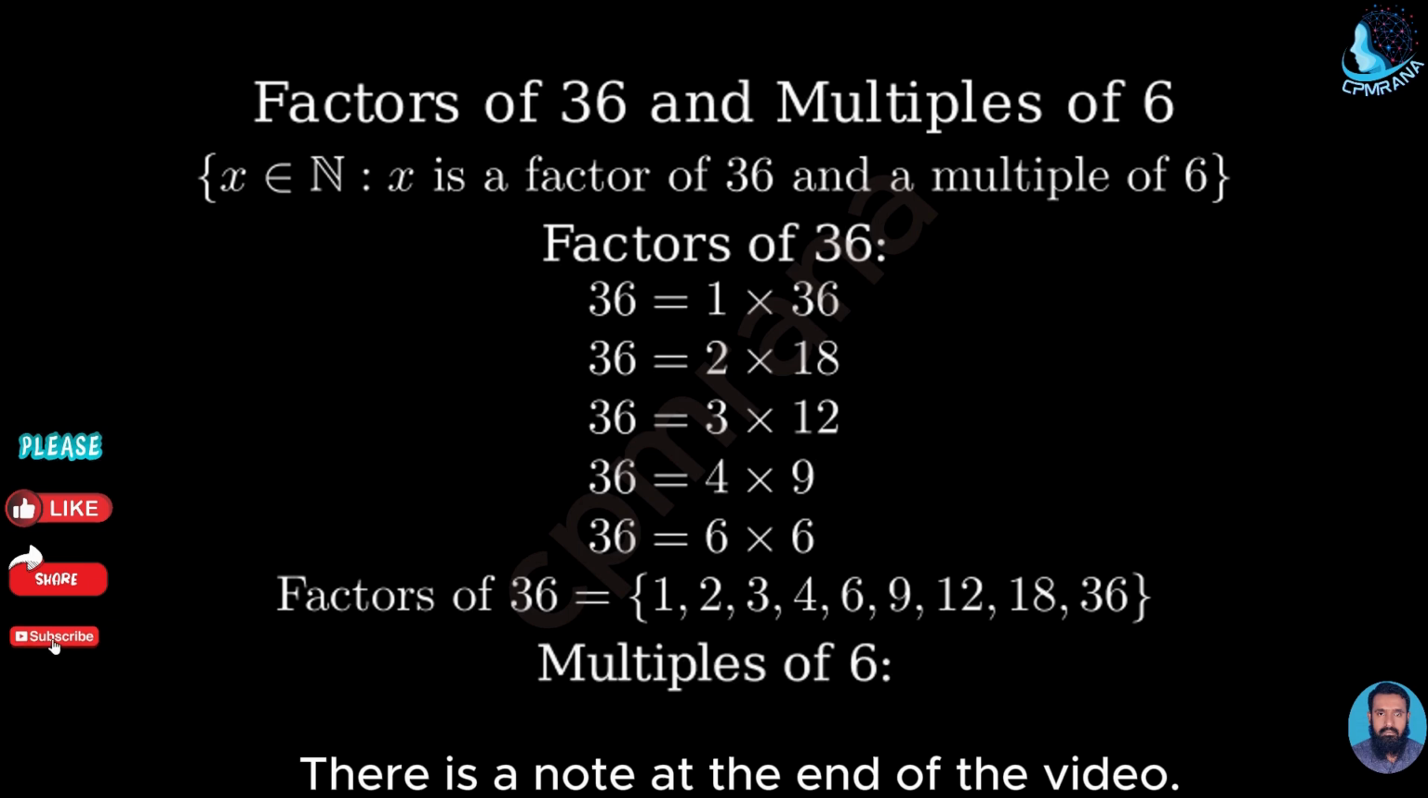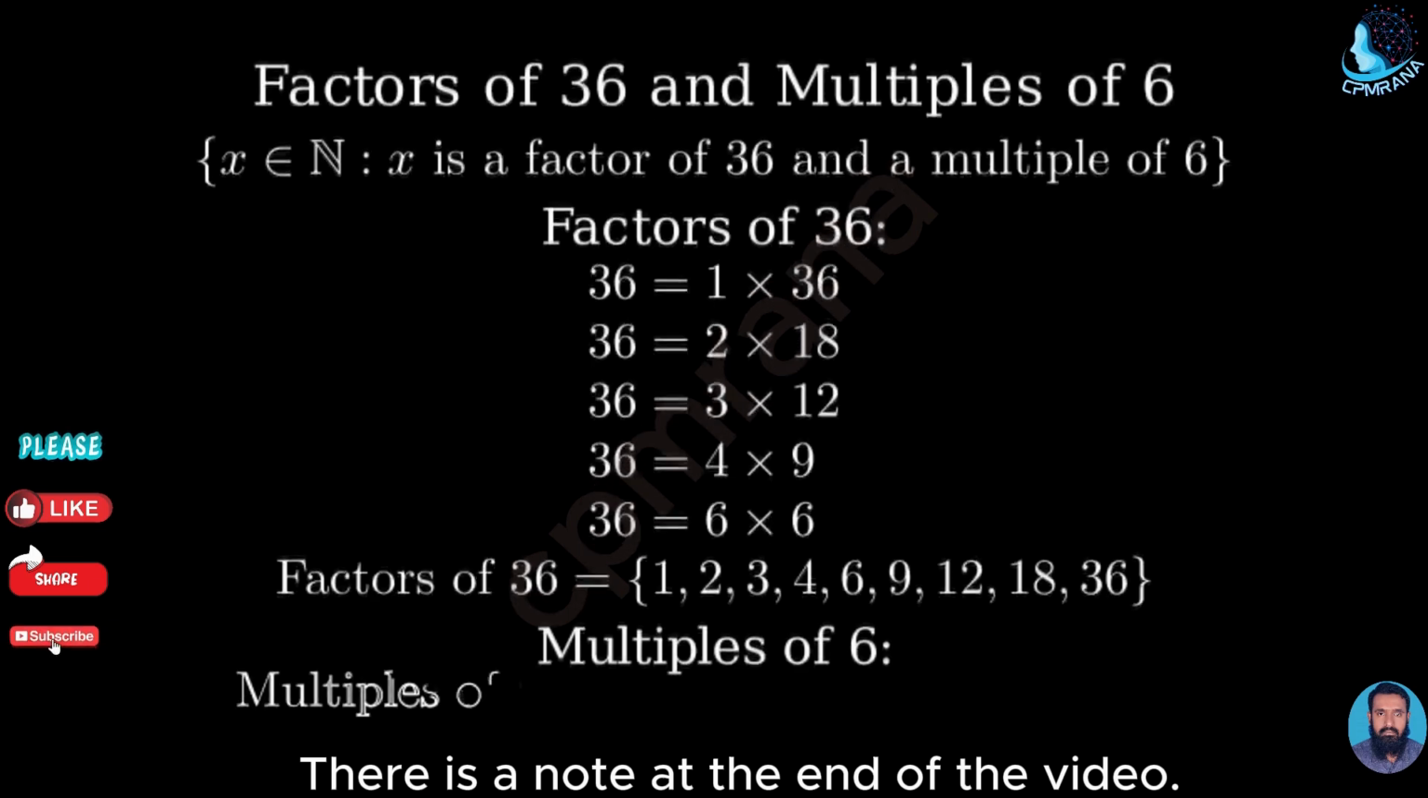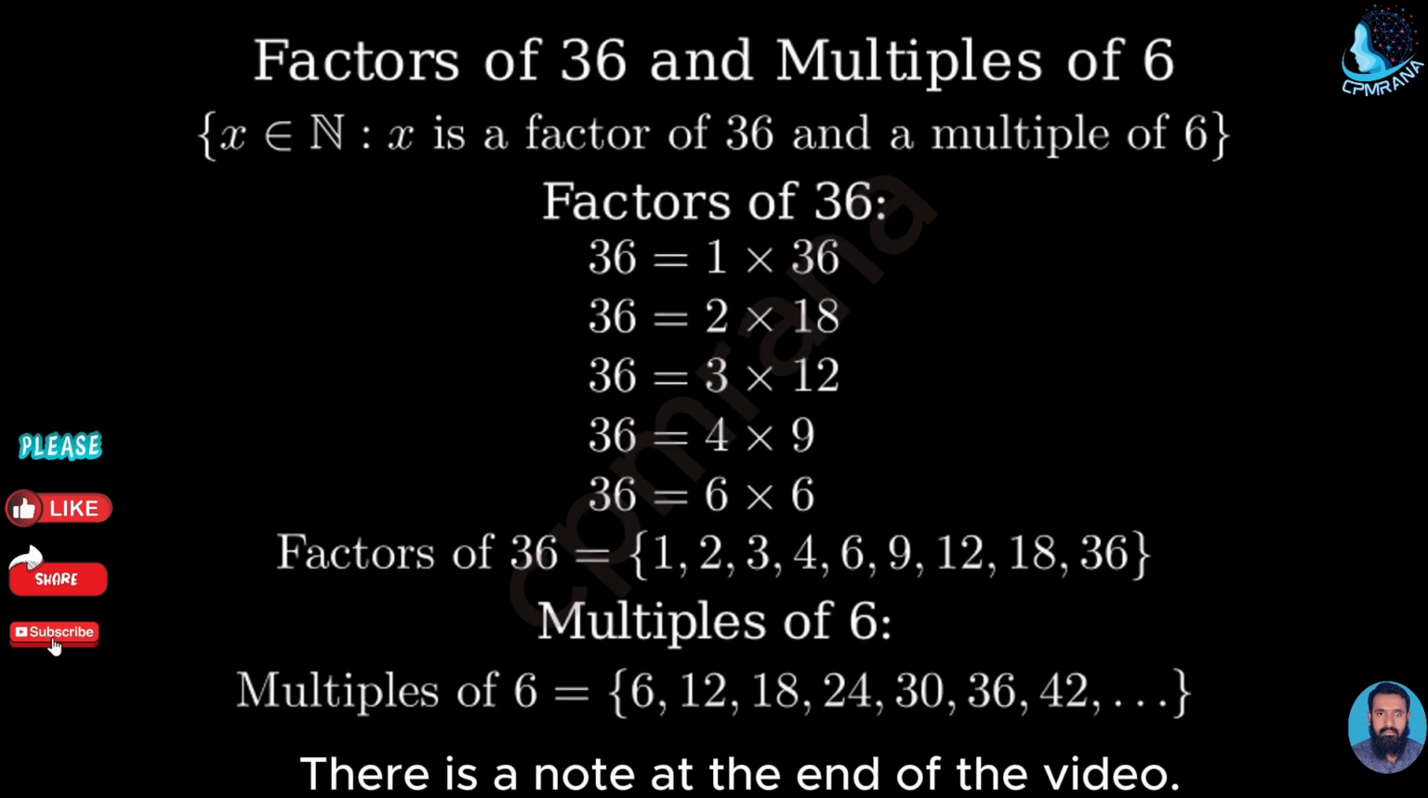Next, let's find the multiples of 6. We can list them out. 6, 12, 18, 24, 30, 36, 42, and so on.